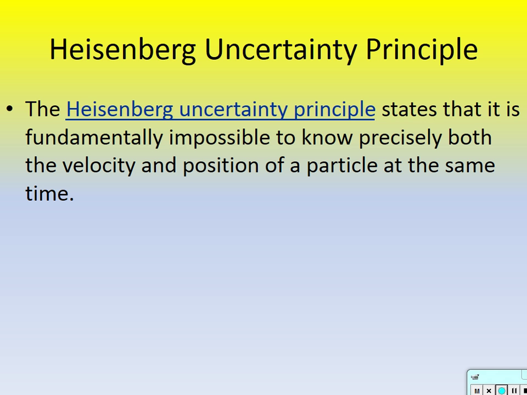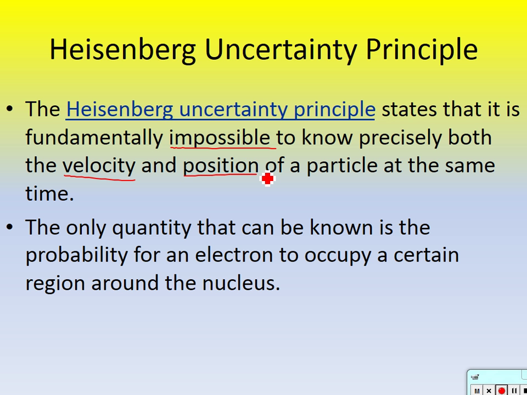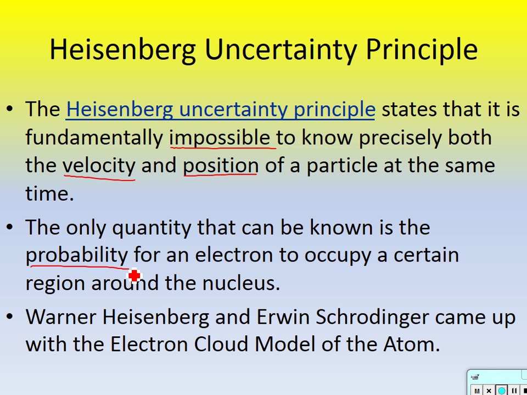So there's this principle in science that I wanted to go over real fast. It's called the Heisenberg uncertainty principle. Yeah, same guy, Werner Heisenberg, that came up with the electron cloud model. He stated that it's fundamentally impossible to know the velocity and the position of a particle at the same time. And so just stay with me for a second. The only quantity that can be known is the probability of an electron occupying a certain area around the nucleus. We call that the cloud. And so Werner Heisenberg and Erwin Schrödinger came up with the electron cloud model.